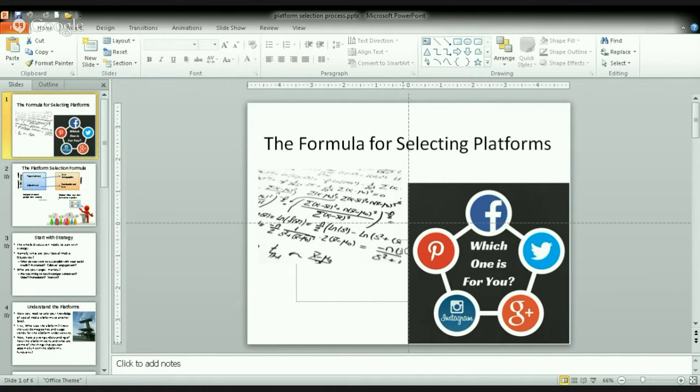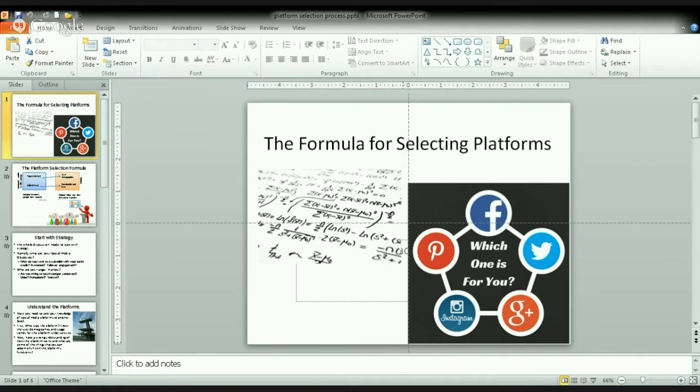You now look at the platforms themselves. One, who uses the platform? What are their demographics? Age, education level, religion, ethnicity. How do they use the platform? Is that regularly, once a month? What is it used for? Is it used for pleasure or business? You need to have a full demographic understanding of the platform. You also need to understand how it functions. What are the things that it can do?